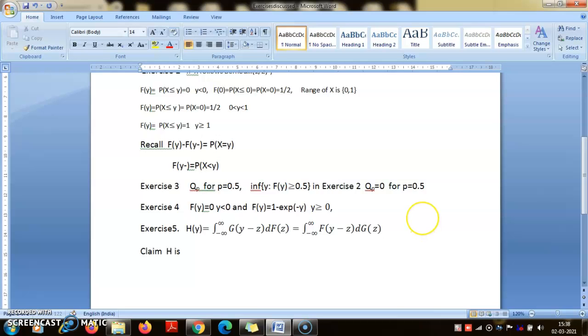h is a distribution function, and if either f or g is continuous, so is h. Now this operation is known as convolution. So first of all, you have to verify. So let us just take this formula and verify that this is a distribution function.